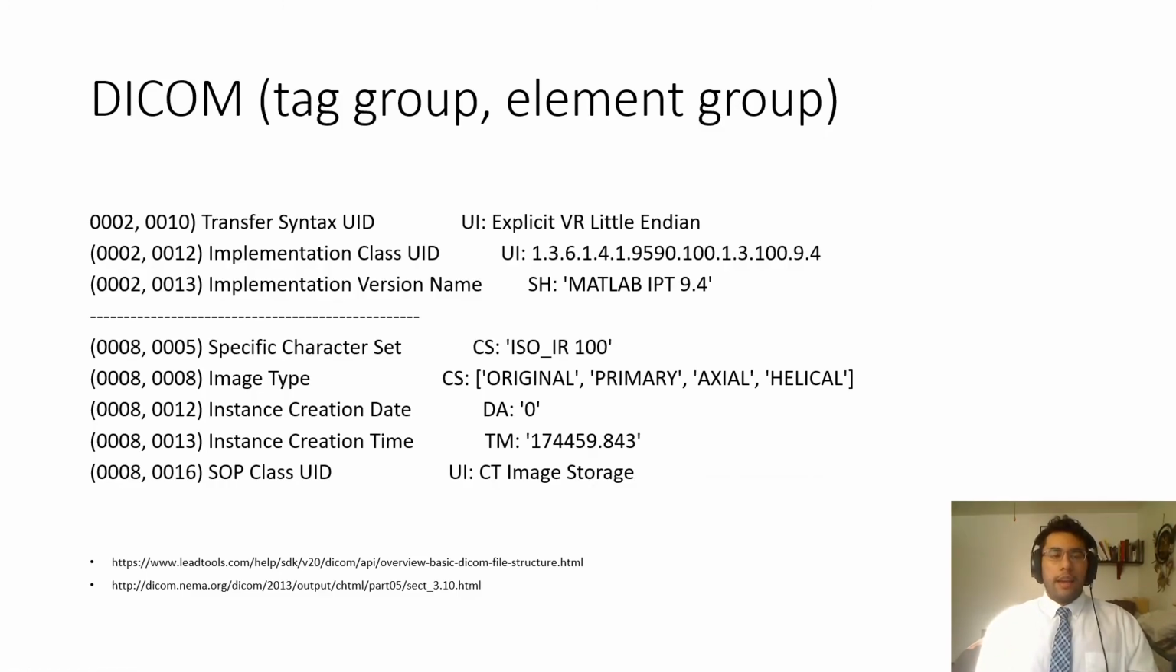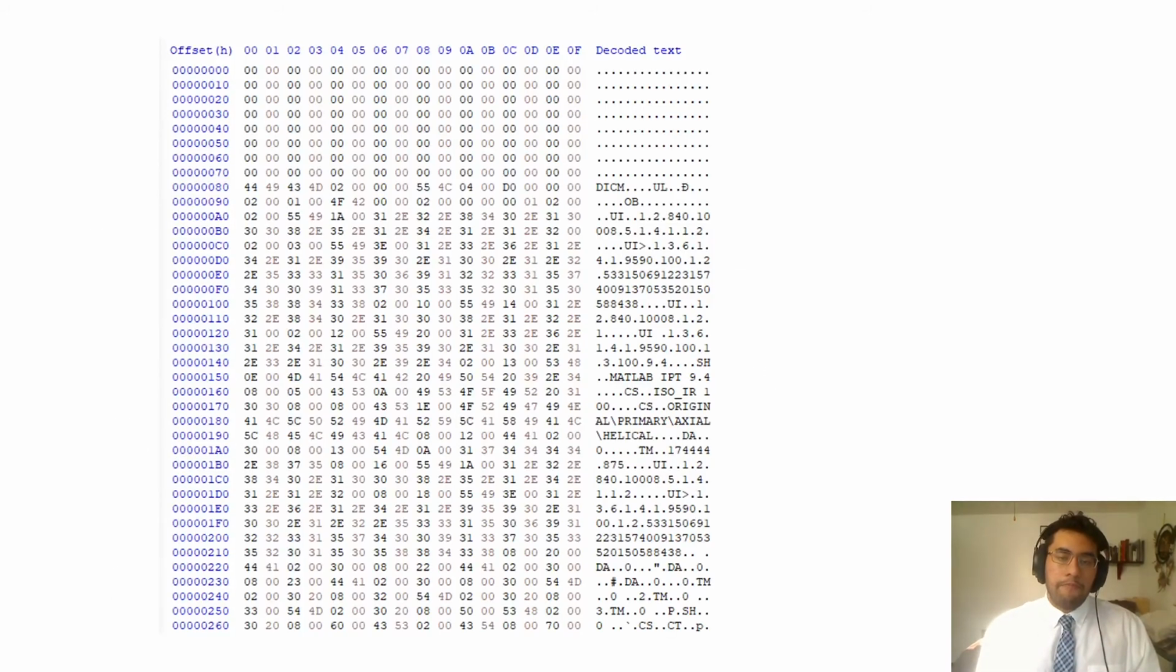Like I said, this is just another example of what the header will look like. 0002 is the tag group for the header information, and then data elements like little Eden just explains here the encoding of the CT machine, or if they implemented something in MATLAB, that's really what they're explaining there. There's more links at the bottom. The presentation will be linked below in the video.